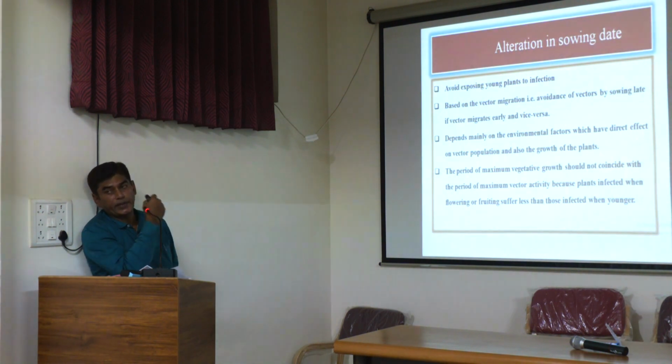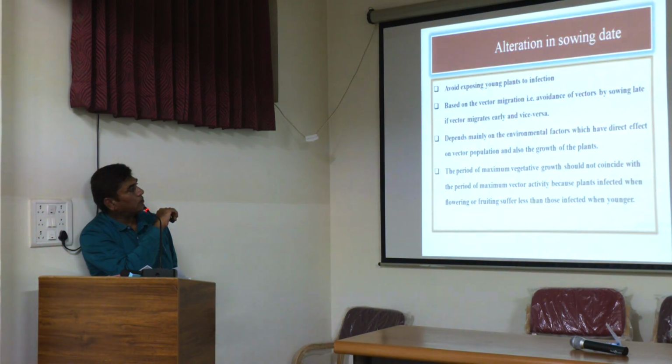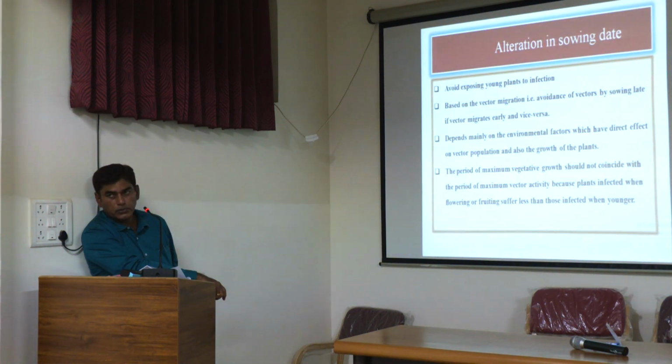First one is alteration in sowing date. It helps in avoiding exposure of young plants to infection. That is an important management strategy. In case of maximum vegetative growth, it should not coincide with the period of maximum vector activity. During vegetative growth, it should not coincide with maximum vector activity, as that is the most vulnerable stage. By that, we have to alter the sowing date.